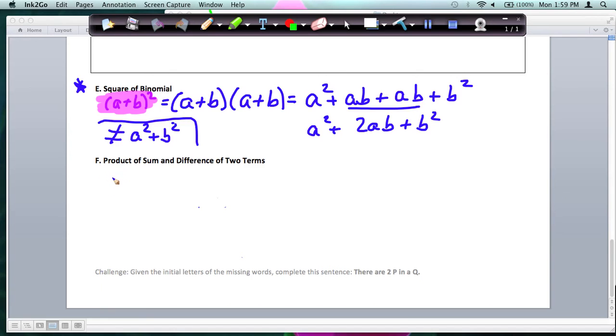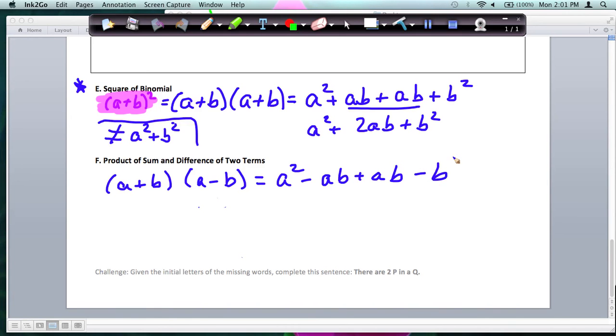The other one is that if you have something like (a + b) times (a - b), so where the terms are the same, the only thing that's different is the signs, you'll see what happens when we go ahead and FOIL. When I FOIL a times a, I get a squared. My outside terms, I get negative ab. My inside terms, I get a positive ab. And then I get negative b squared for my last terms.